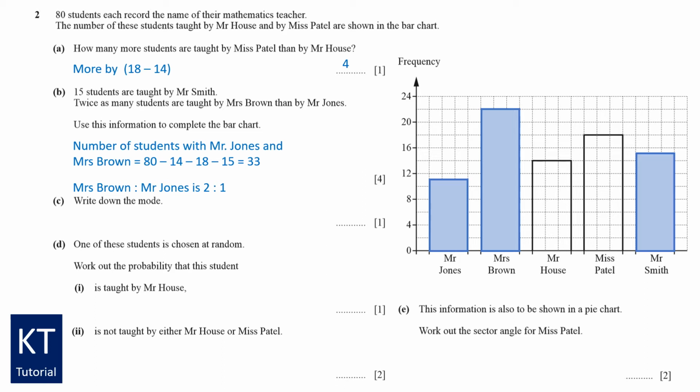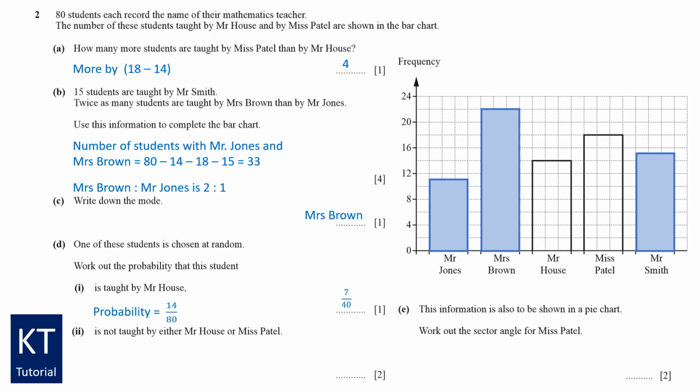Next, write down the mode. The mode will tie to Mrs. Brown as this has the highest frequency. Question 2d. One of these students is chosen at random. Work out the probability that this student is taught by Mr. House. This probability is 14 over 80 and in simplified form 7 over 40.